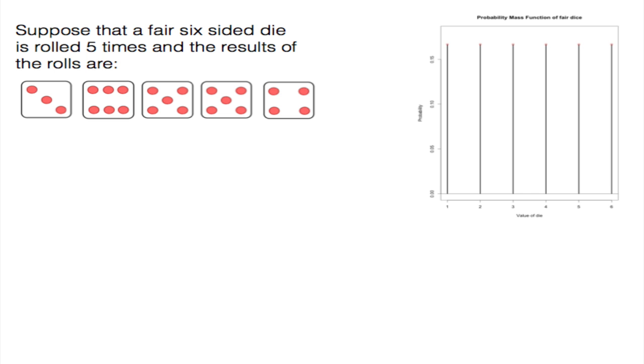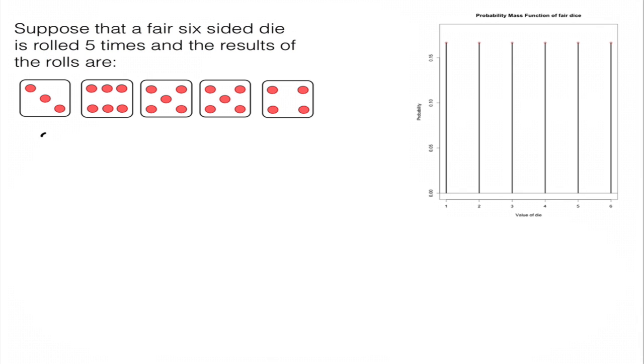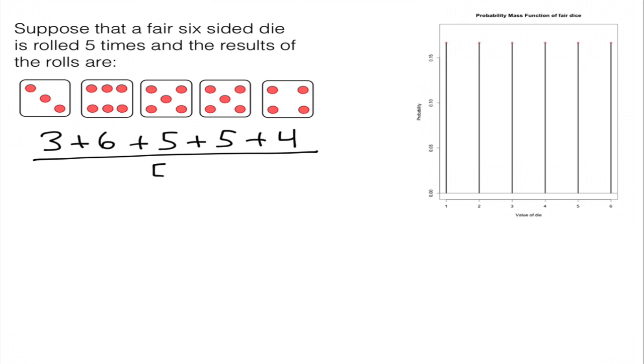Suppose that a fair 6-sided die is rolled 5 times, and the results of the rolls are shown in the pictures below. So the first roll was a 3, the second roll was a 6, etc. Well, the sample mean is simply calculated by taking the values of the rolls, 3 plus 6 plus 5 plus 5 plus 4, and dividing by the number of observations, which is 5 in this case, and calculating the result, which is 4.6.